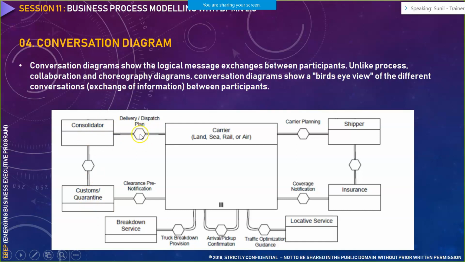In between them, if there is any interaction or conversation happening, then you have to depict that in this particular format. For example, a carrier like a land, sea, rail, or air carrier would always be covered by an insurance company. So once they take off on their journey, they have to notify their insurance company that they have started their journey. So you initiate all the necessary processes. This is where it notifies the coverage information.